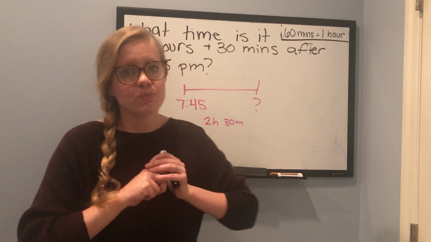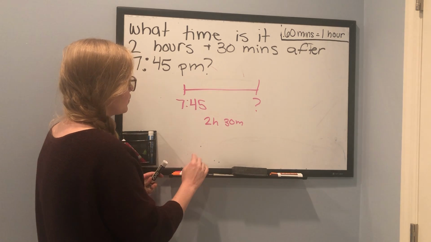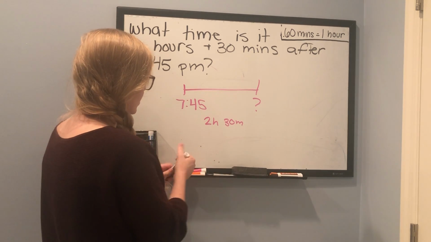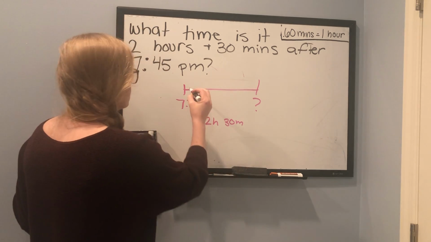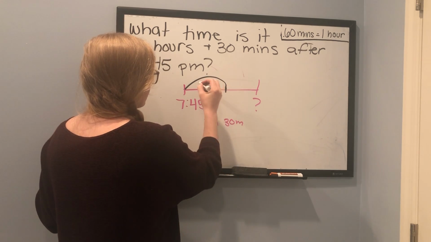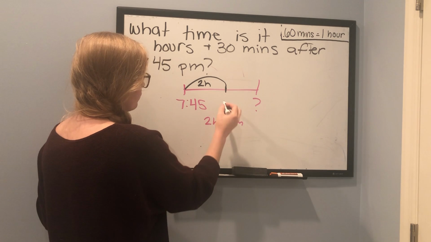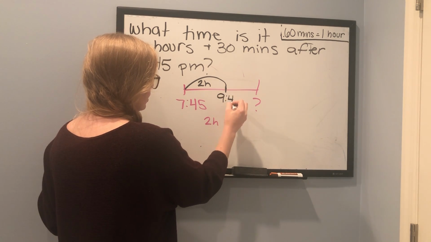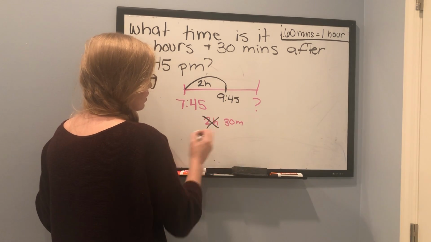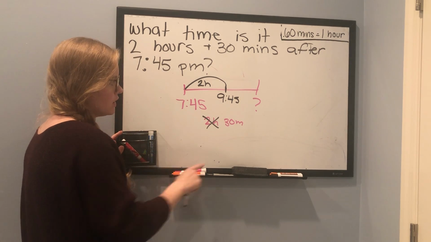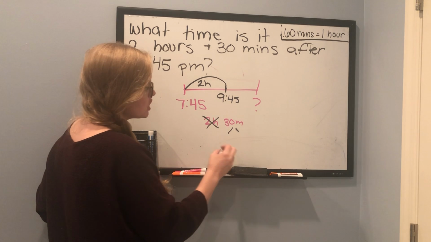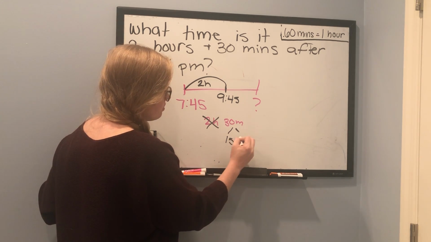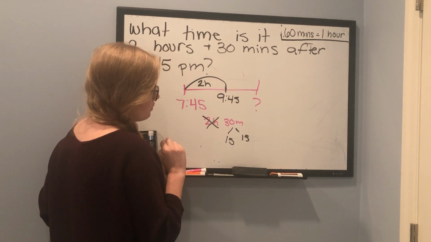Okay, scholars, I hope you're ready to solve this. Okay, so we need 2 hours and 30 minutes. I can easily do a 2-hour jump, don't you think? So I'm going to do a 2-hour jump from 7:45 to 9:45. Okay, then we get that 2 hours out of the way. 30 minutes, ooh, I don't like that number, so I'm going to change it. I want to change my 30 minutes into one 15-minute and another 15-minute.